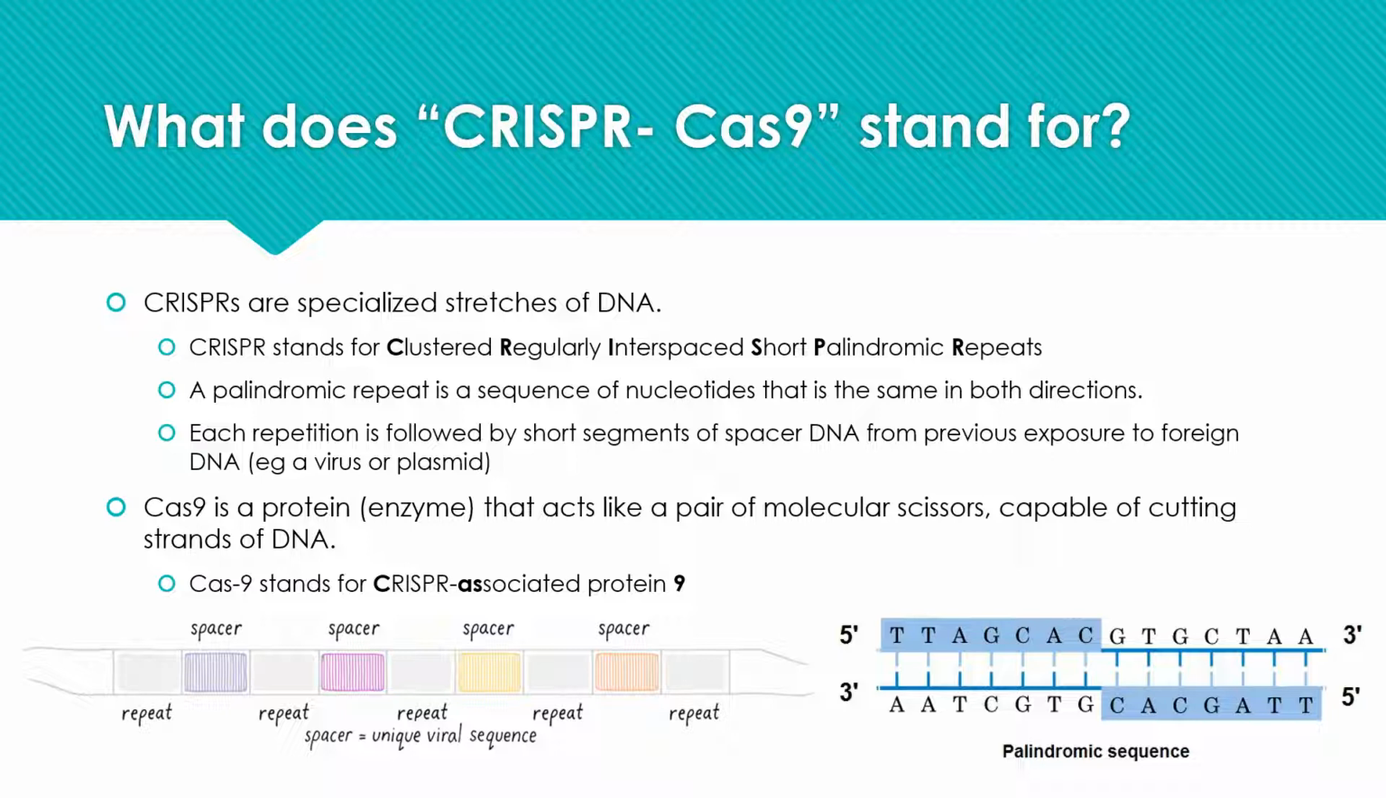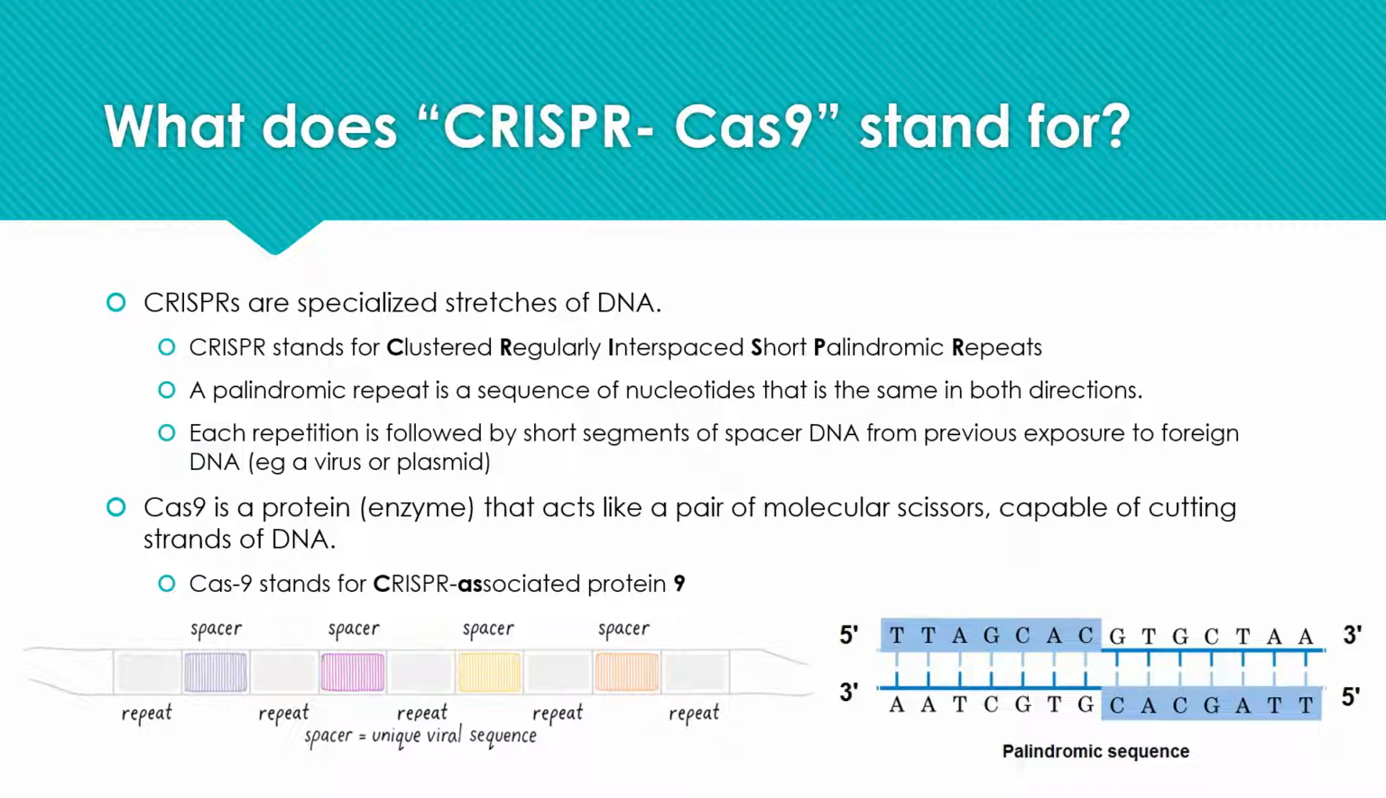It's this stretch of DNA where we see these palindromic repeats. So palindromic sequences, they're not particularly long, they're repeating, but they're interspaced with this foreign DNA. And they're all clustered together and the interspacing is regular. And that's what CRISPR is standing for.